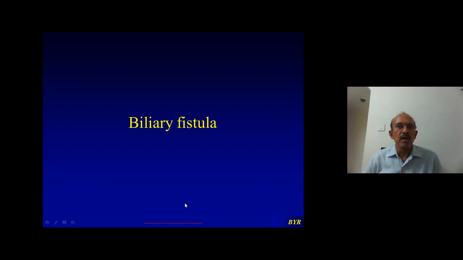So tomorrow we will go ahead with the diseases of the pancreas, that is acute pancreatitis, chronic pancreatitis. Afterwards we will discuss the pancreatic tumors, endocrine and exocrine tumors. Then we will discuss the biliary fistula and other things.